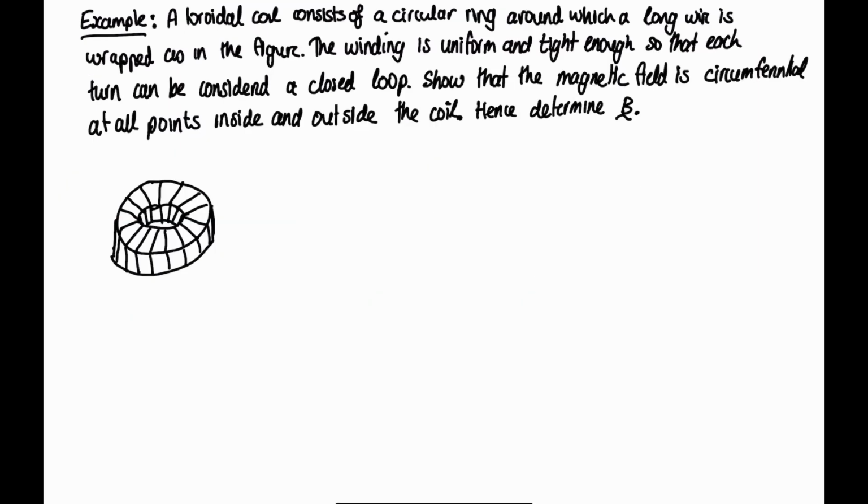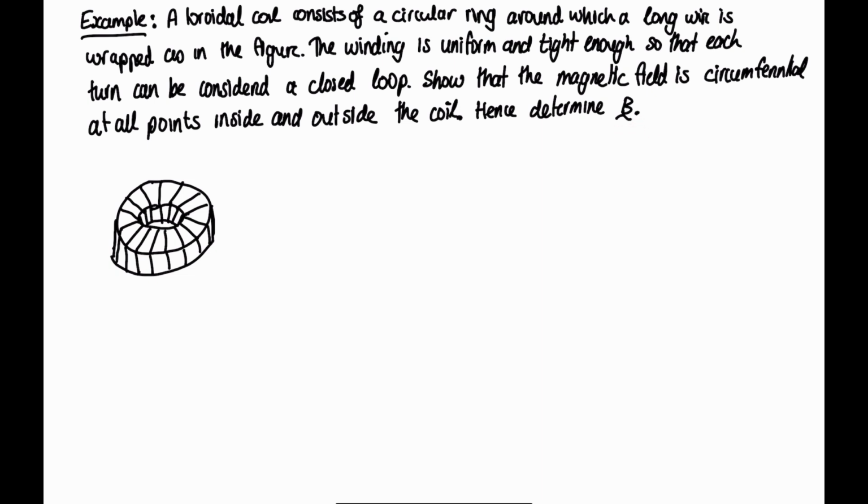So in this example problem, we're told that a toroidal coil consists of a circular ring around which a long wire is wrapped, as in this figure here. The winding is uniform and tight enough so that each turn can be considered a closed loop. Show that the magnetic field is circumferential, which means it's going around the circumference at all points inside and outside the coil. Hence, determine B, the magnetic field.